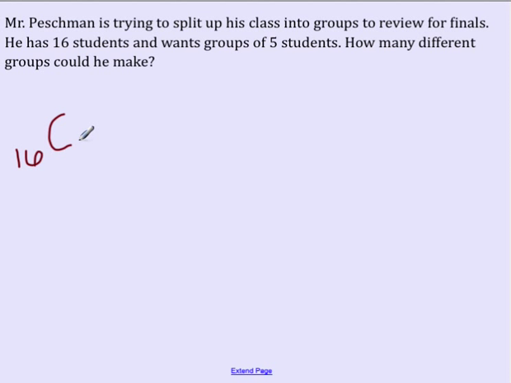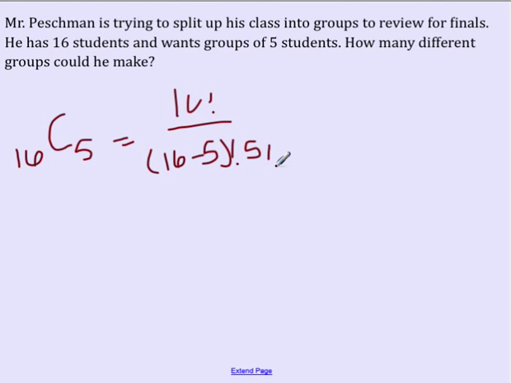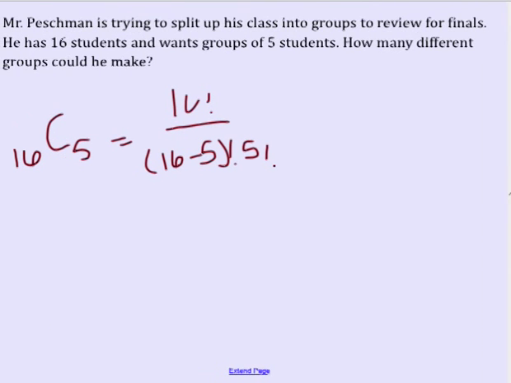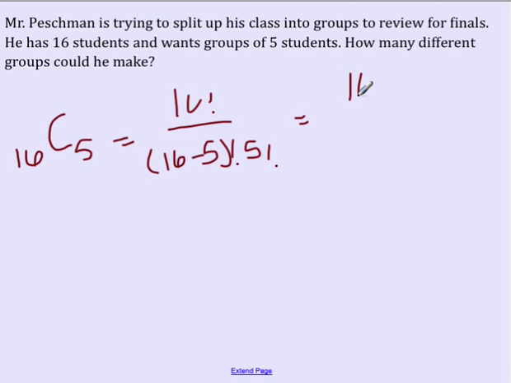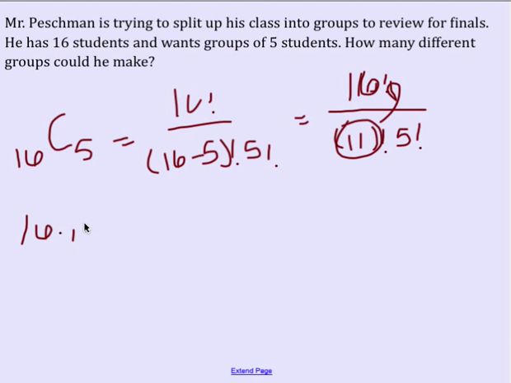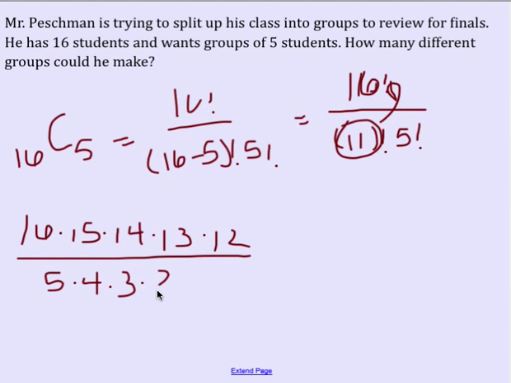So we're going to have 16 choose 5. So that's going to be 16 factorial divided by 16 minus 5 factorial times 5 factorial. So then that's going to be 16 factorial divided by 16 minus 5 factorial, which is 11 factorial, times 5 factorial. So everything from 11 on down is taken care of in that 16 factorial. So left on top we have 16 times 15 times 14 times 13 times 12. Then on the bottom 5 times 4 times 3 times 2 times 1.